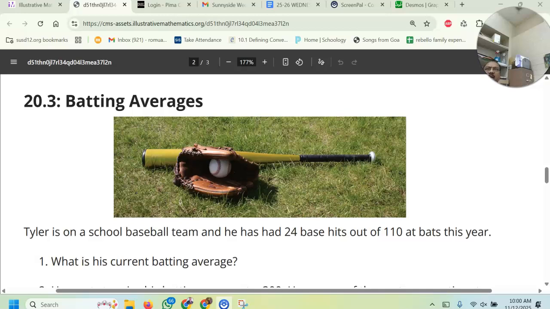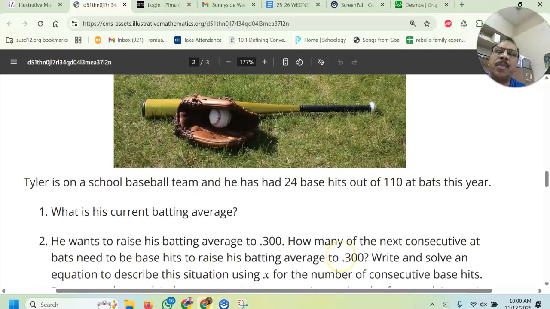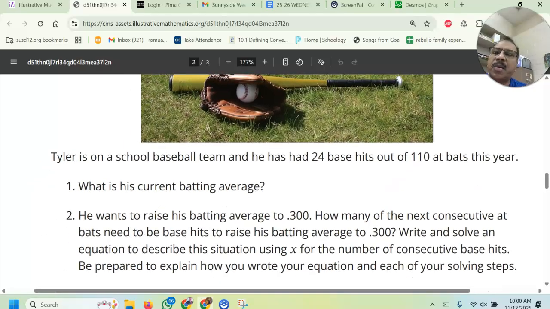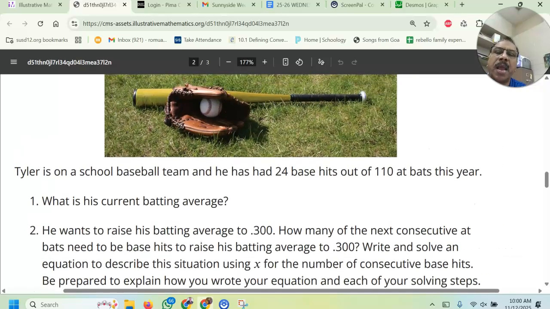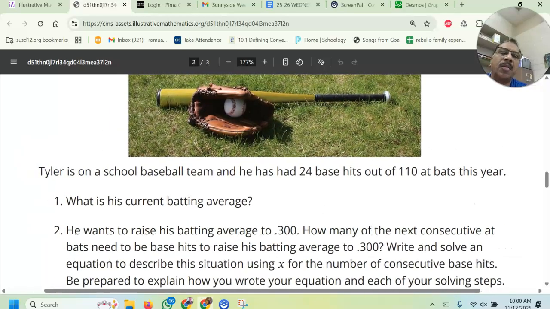Another application in real life is batting averages. Many of you play baseball and softball. This is about a student. See that Tyler is on the school baseball team, and so far he has 24 base hits out of 110 at bats this year. So we'll take one question at a time here.